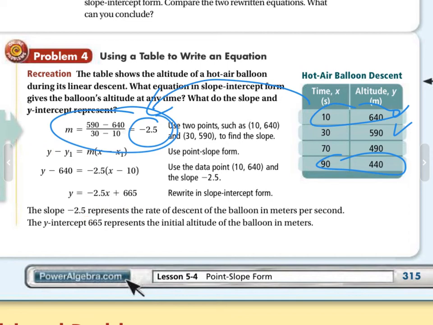The slope, 2.5, represents the rate of descent. We get that. And the y-intercept of 665 represents the initial altitude, so where it started as it descended. Because they gave us time in 10 minutes, not time at 0 minutes when it started out. So you can kind of go back in time once you use this.